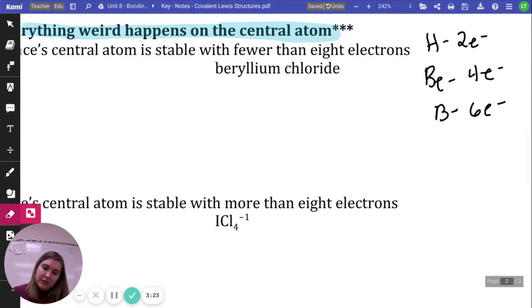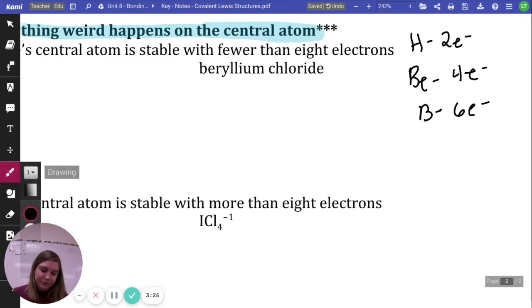Okay. Let's do beryllium chloride. Beryllium chloride is technically an ionic compound, but it does bond more like a covalent compound. So to figure out its formula, we have beryllium, Be, with a positive 2 charge, and then we have chloride, Cl, with a negative 1 charge. So we swap, drop, reduce. We end up with BeCl2.